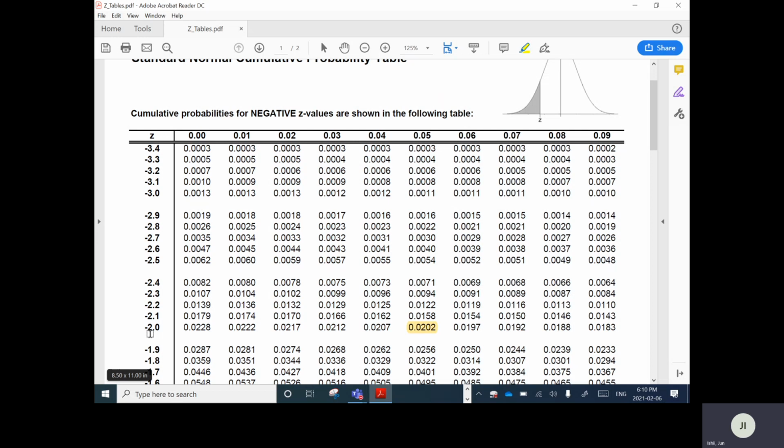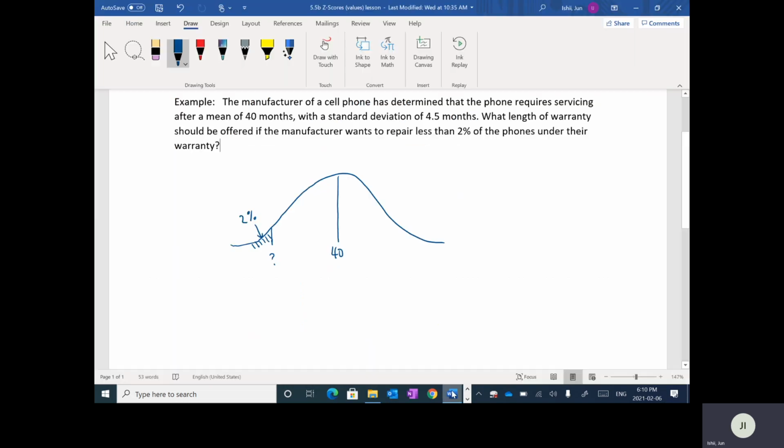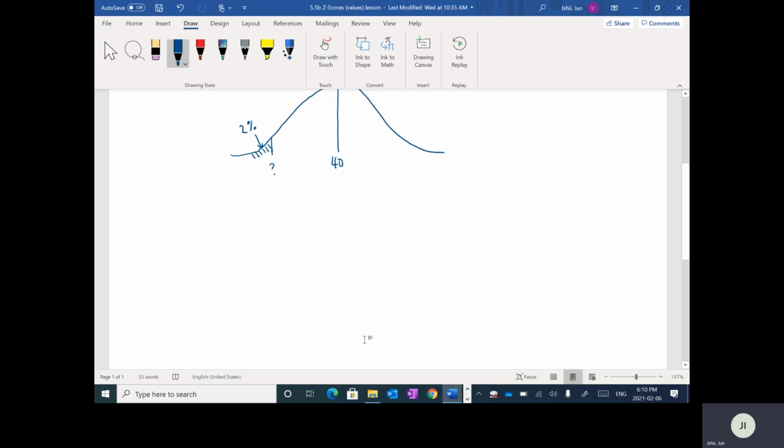You saw I went down this column, negative 2.0, and then 5. That Z value has a percentage of 2.02%, which is close enough. I'll highlight that. The Z value that corresponds to 2% is negative 2.05. So I'm going to write that the Z value equals negative 2.05. This Z value corresponds to 2%.